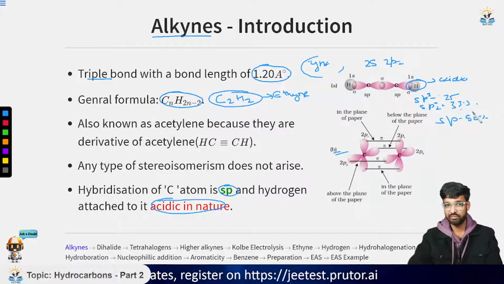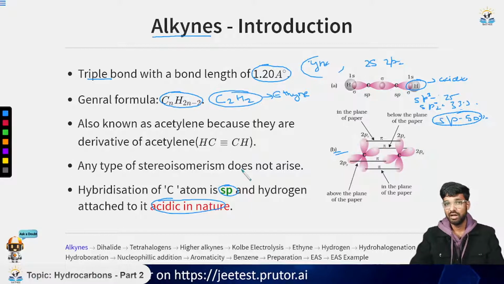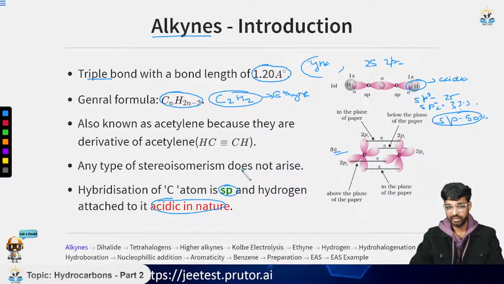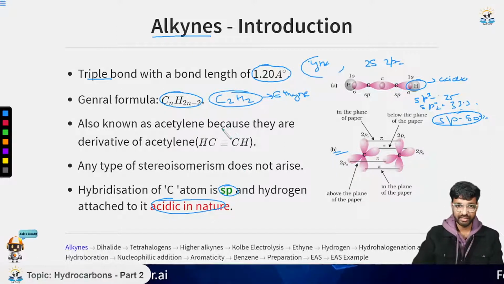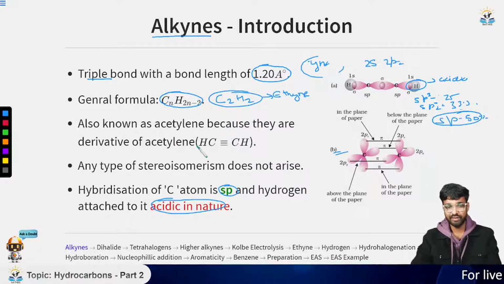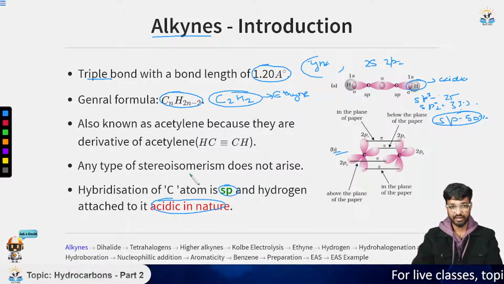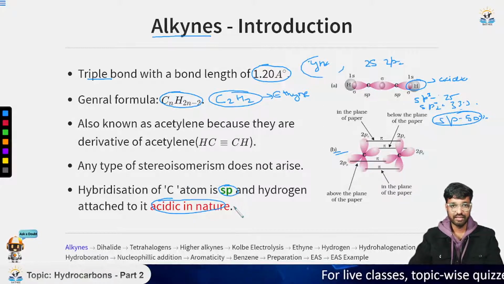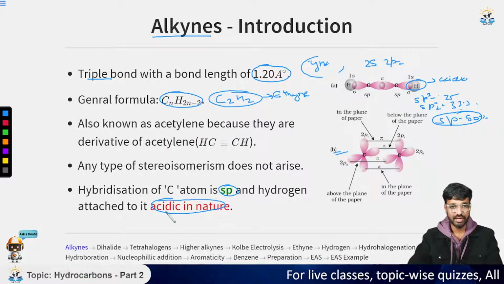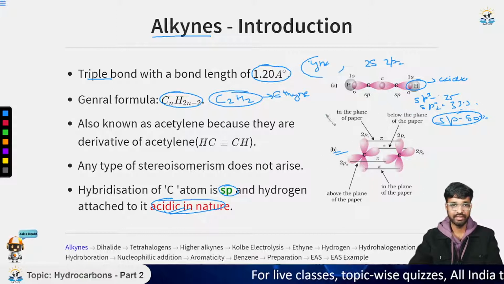As the s character increases, and we know that the s orbital is more bent toward the carbon or the nucleus, the electron attracting tendency of this carbon increases. We know very well that a Lewis acid is something which takes electrons. Now it is an sp hybridized carbon, and with the hydrogen it is acidic in nature.